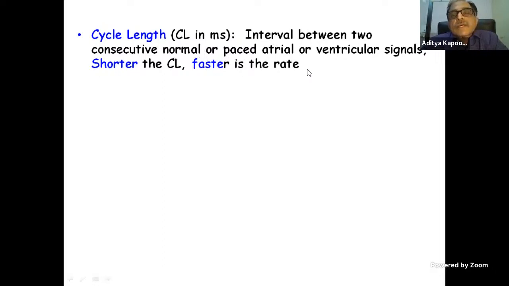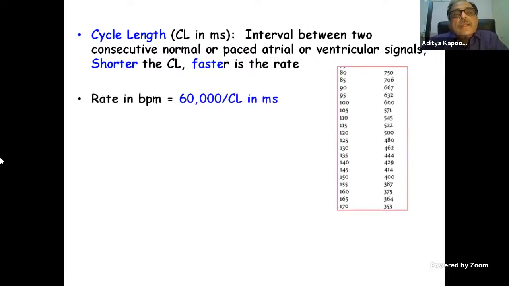Shorter the cycle length, faster is the rate. A very quick way to calculate rate in beats per minute is 60,000 divided by the cycle length. So if you are doing a procedure and your consultant or whoever is scrubbed with you says cycle length 500, pace kariye, it's about a heart rate of 120. A cycle length of say about 600 is a heart rate of 100. So 60,000 divided by cycle length.